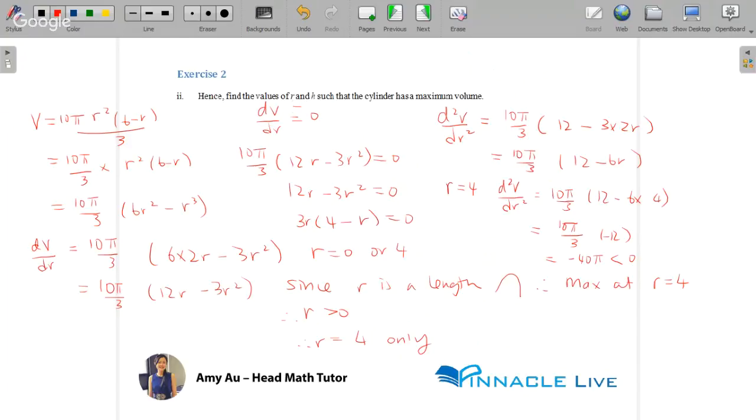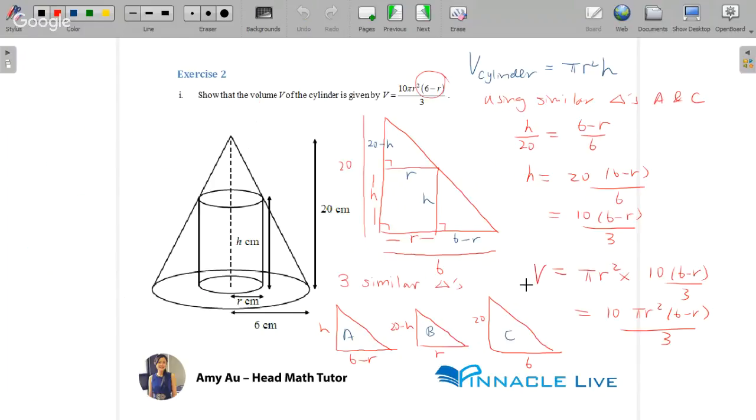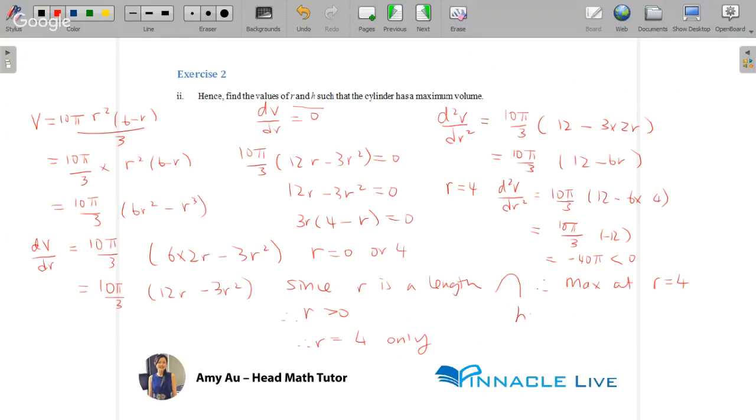All right, so answer the question. Find the values of R and H so that we have a maximum volume. So H, just going back, H is equal to 10 on 3, 6 minus R. So let's find out what H is. Okay, so subbing in R, put that into the calculator. That should get you 20 on 3. All right, so that's it.